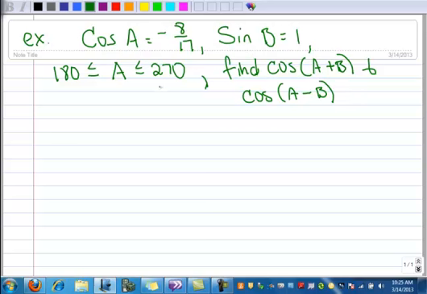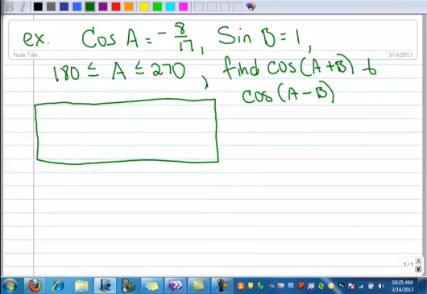Alright, so first of all, to do this problem, realize we have two angles, and I am just all about keeping track of stuff. So we're going to create this little box in similar fashion to what we did when we had triangles. We'll divide it up like this. This column is all about angle A, and this column is going to be all about angle B. And then we'll label the first row cosine, and the second row sine.